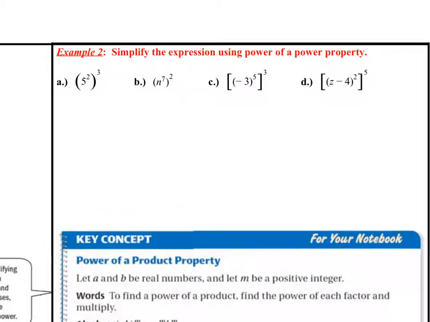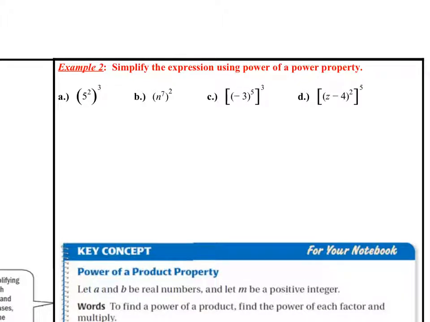Okay, these first ones are pretty easy. 5 to the second to the third. Keep the base, multiply the exponents. It's 5 to the 6. Multiply your exponents. Multiply 2 times 3. You get 6.